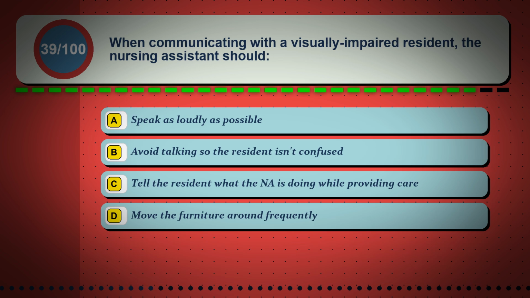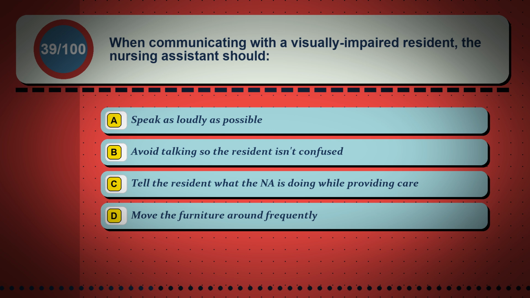Question 39. When communicating with a visually impaired resident, the nursing assistant should: Option A, speak as loudly as possible. Option B, avoid talking so the resident isn't confused. Option C, tell the resident what the NA is doing while providing care. Option D, move the furniture around frequently.